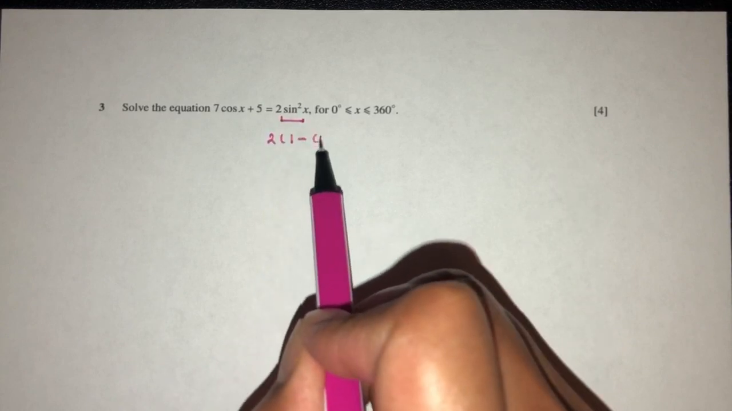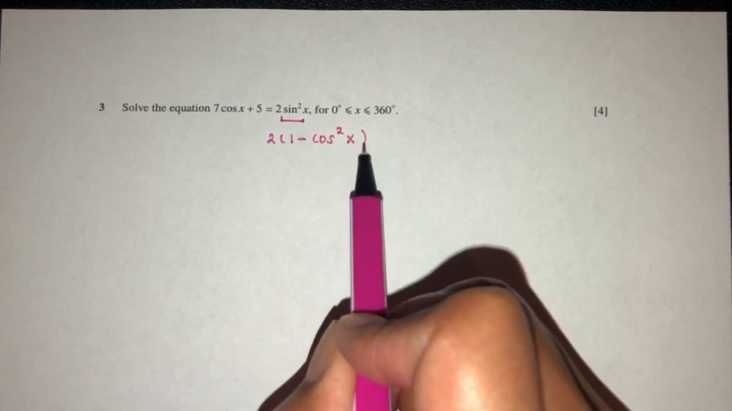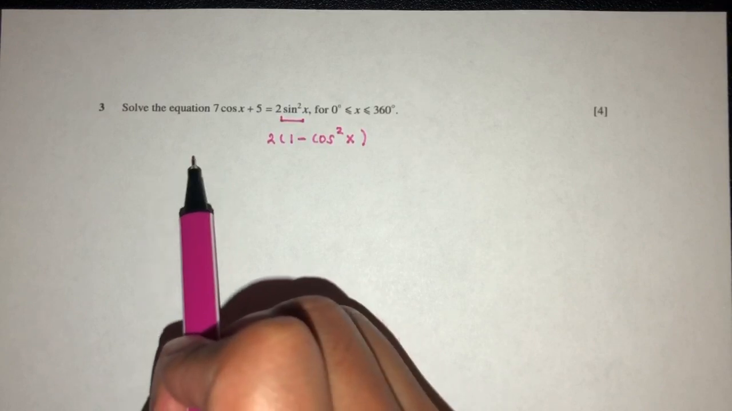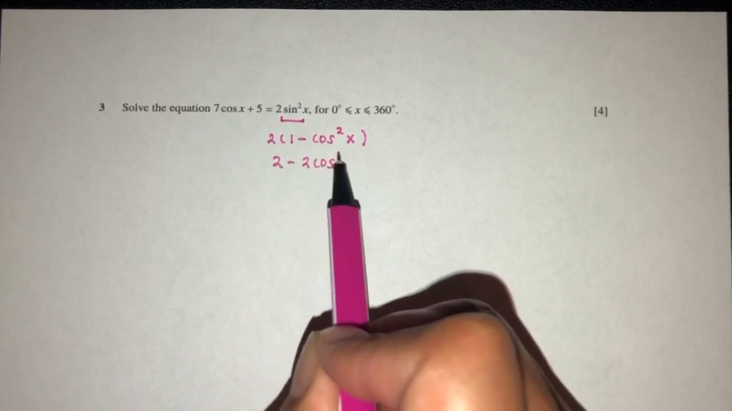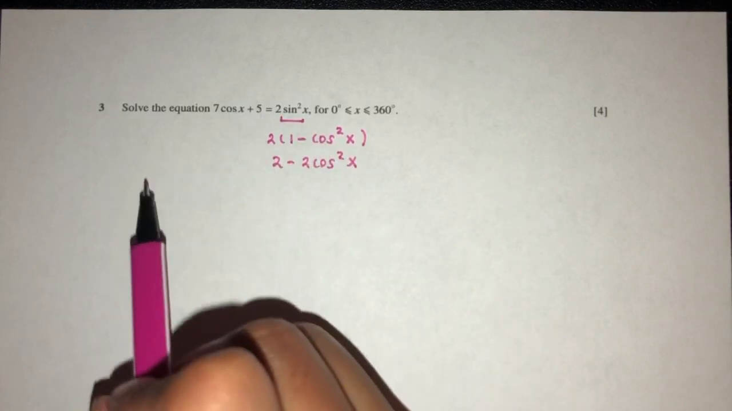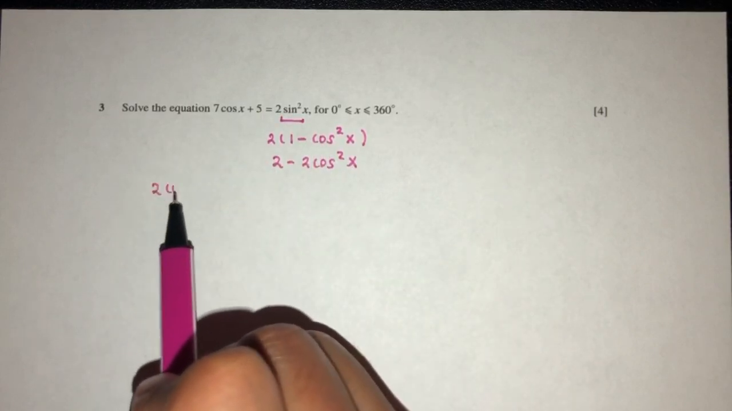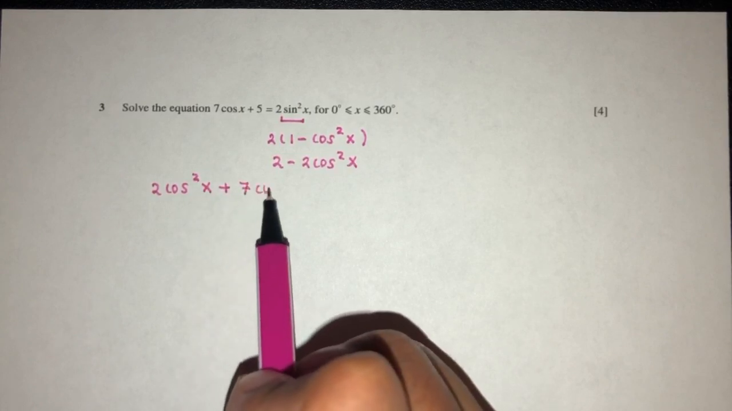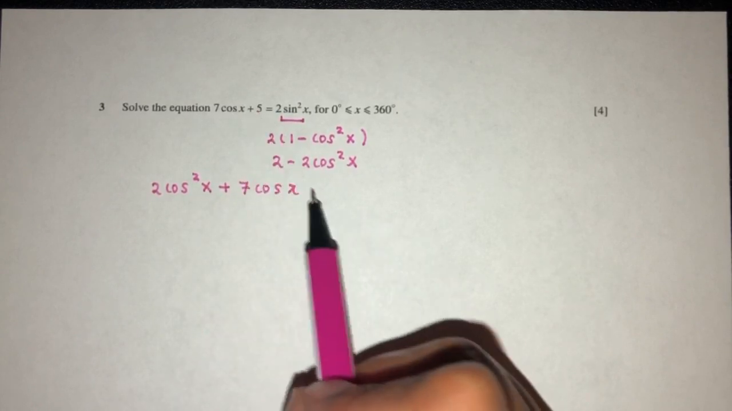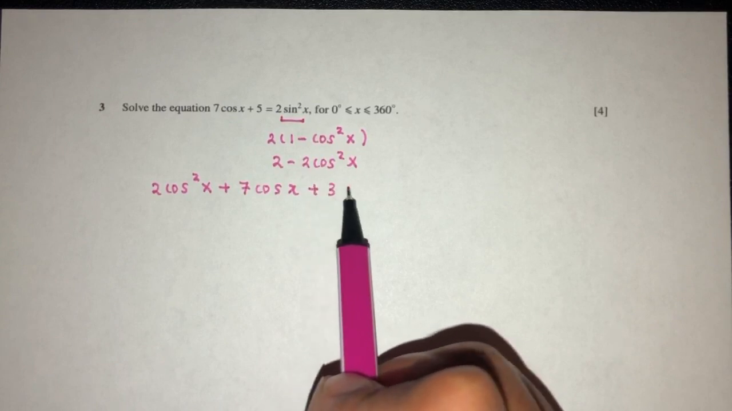So here we have to solve the equation 7 cos x plus 5 equal to this. Now we can change that to what? 2 times 1 minus cos square x. Send everything to one side, you will have, so expand, you have 2 minus 2 cos square x. Send everything to the left hand side, you will have 2 cos square x plus 7 cos x plus 5 minus 2 will be plus 3.